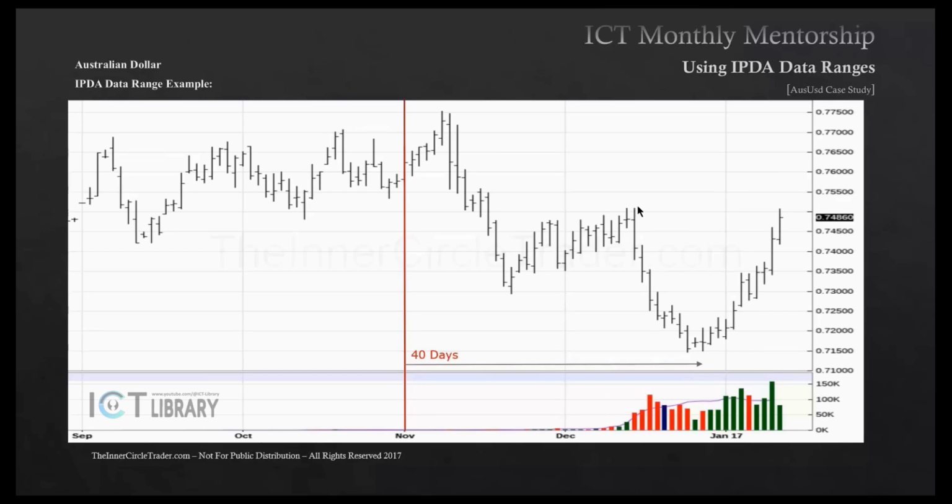Buy stops. So what is the IPDA algorithm going to do? It's going to seek that liquidity. It's going to go up there and take that. Which high should I look for, Michael? That one. Looking back from this point here, because we know it from this point here, casting forward 40 days, okay?